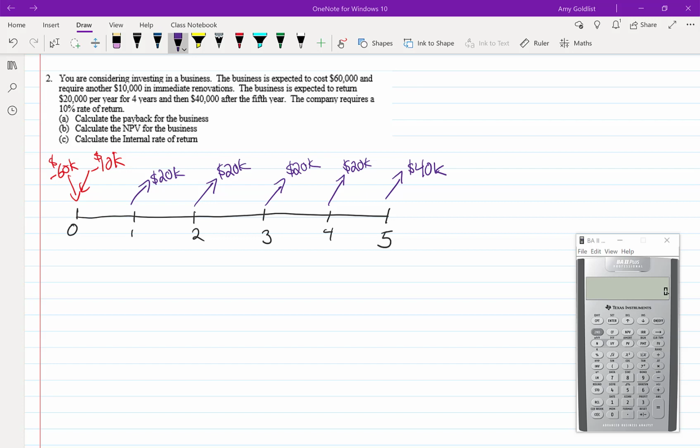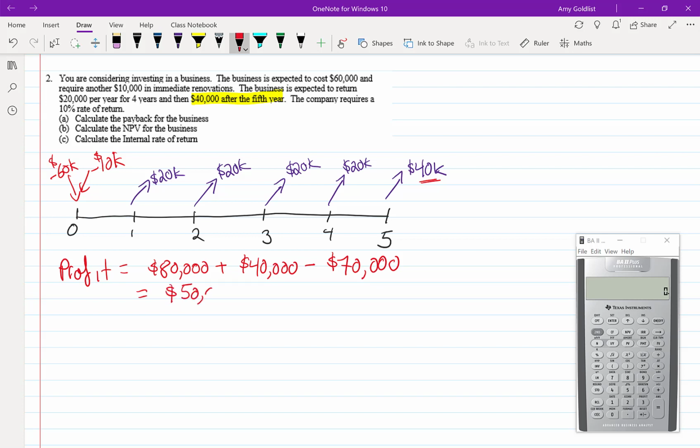So we're going to use these 3 tools and decide if we want to invest in this. And obviously, it's the same question as before, but with one extra payment, that $40,000 at the end. So what's our profit on this? Before we do any fancy financial tools, let's check. We had that $80,000 worth of profits before, plus an extra $40,000, and we spent $70,000, giving us a profit of $50,000. I'm going to put a check mark there.